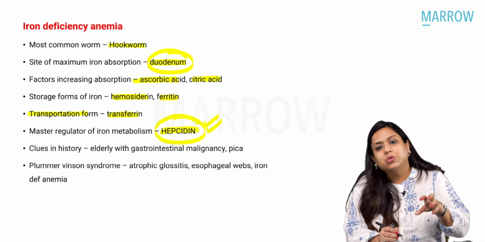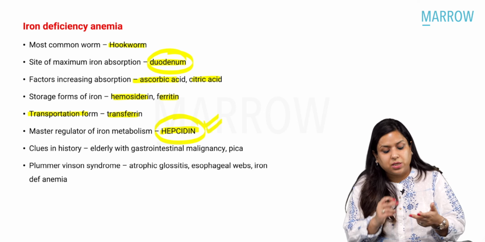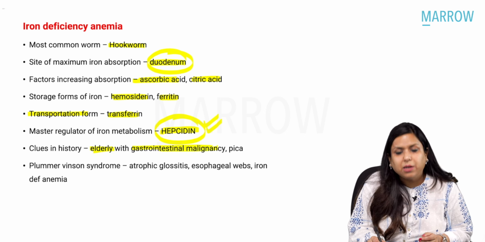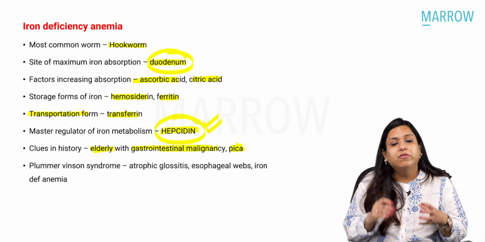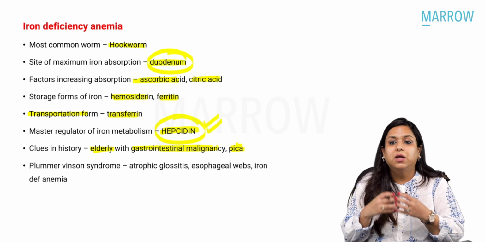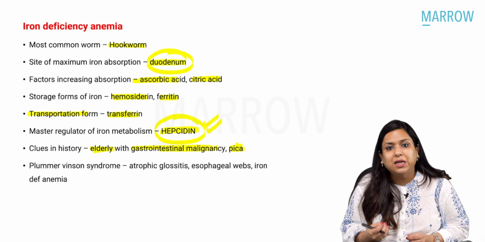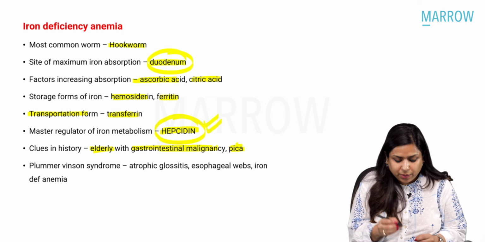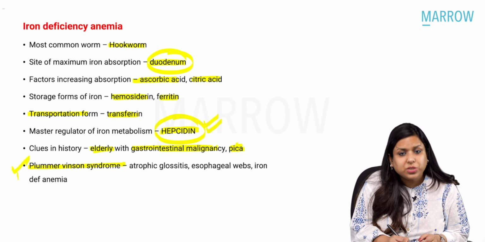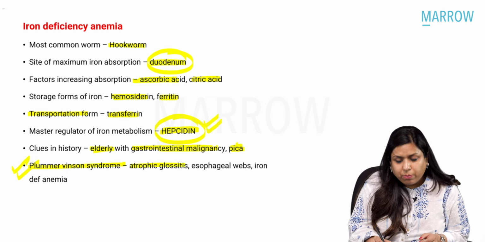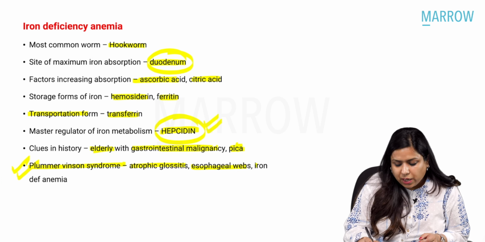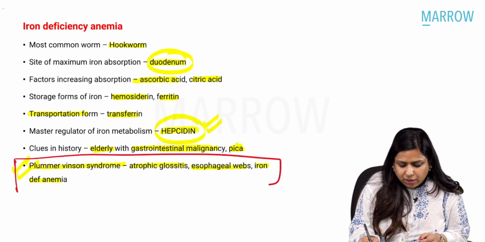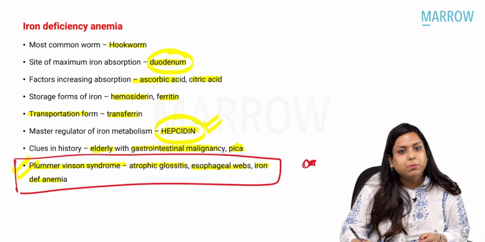The clues in the history, if there is a clinical history about iron deficiency anemia diagnosis, are elderly with GI malignancy, pica. If they give you a history that the child is eating sand or clay or mitti, think about iron deficiency anemia, right? Plummer-Vinson syndrome, there was a question on this also. It is a combination of atrophic glossitis, esophageal webs and iron deficiency anemia. So that is another MCQ which you need to remember.